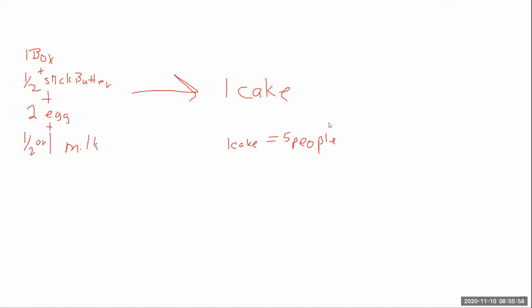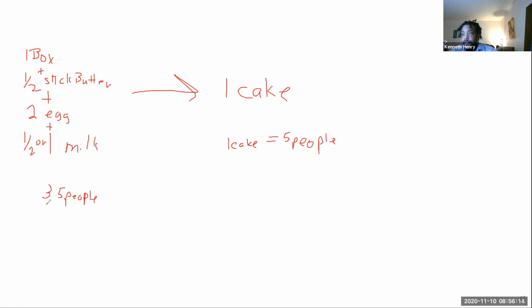7. 7, right? And how did you do that calculation? 35 divided by 5. The given is 35 people, right? And we know that the ratio was for 1 cake, 5 people.